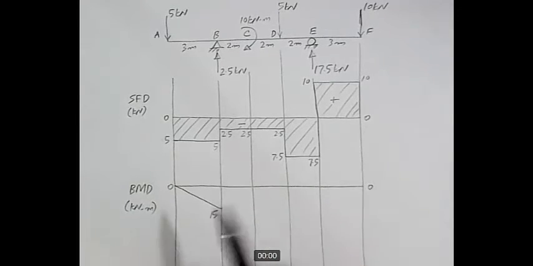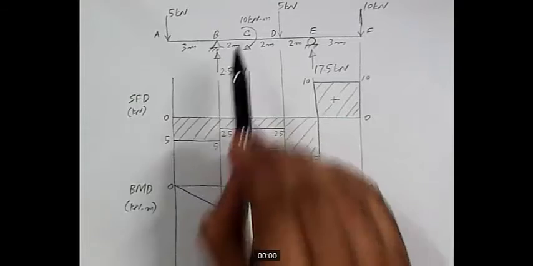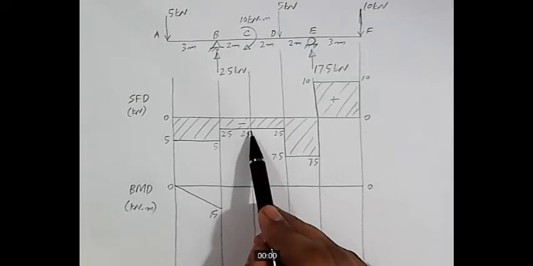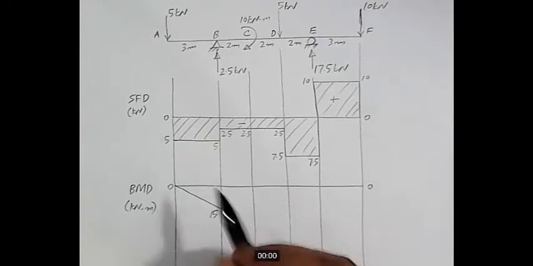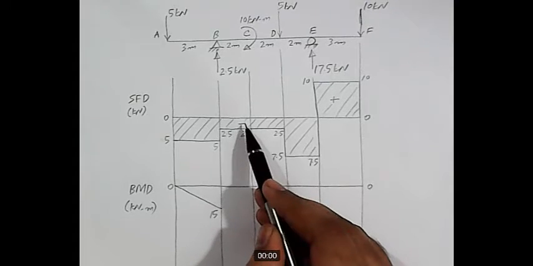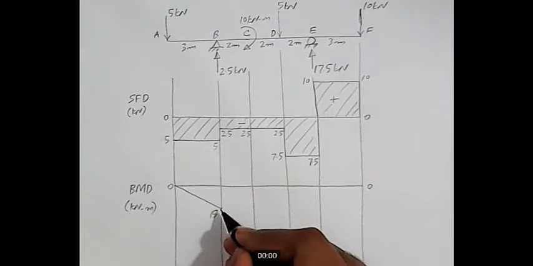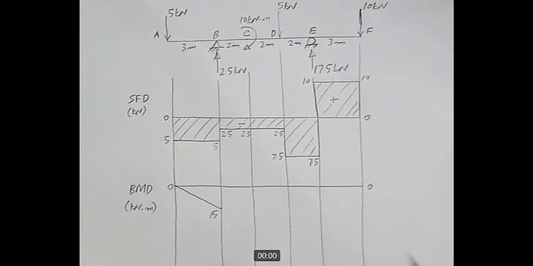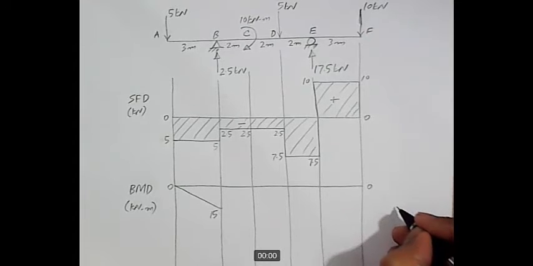Okay, and then from point B to point C, how much is the area of the shear force diagram? The current value of bending moment is minus 15, and the area of this shear force diagram is 2.5 into how much? Into 2. So if we want to calculate the value of bending moment here, I'm just writing it down for clarity on this side. When you are solving it, you don't have to write it down.